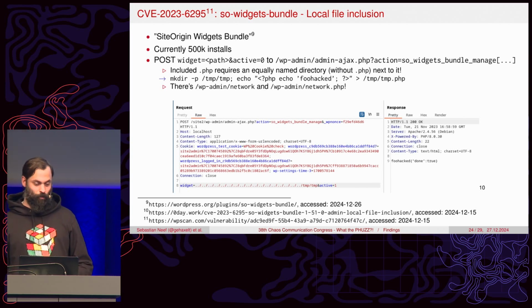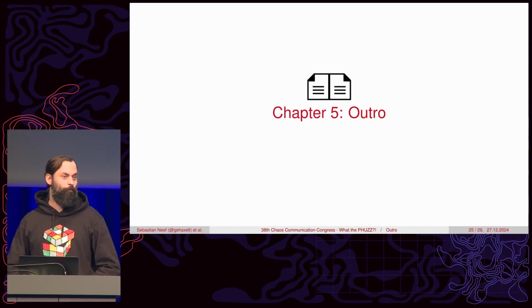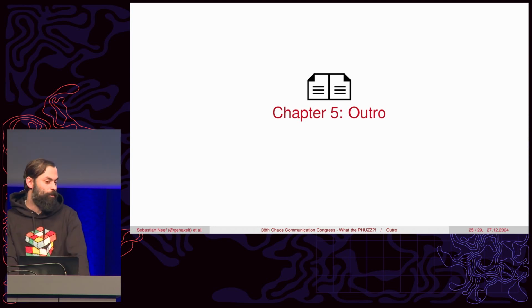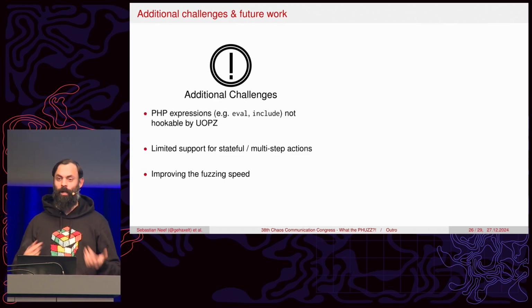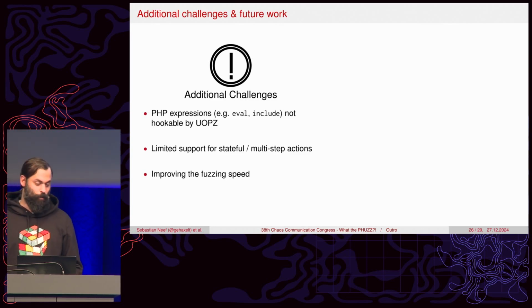All right. So these are the two vulnerabilities that we found. And now let's go to the outro chapter. What can you do with Fuzz? How can you find your own vulnerabilities? And how can you help to extend the Fuzz framework?